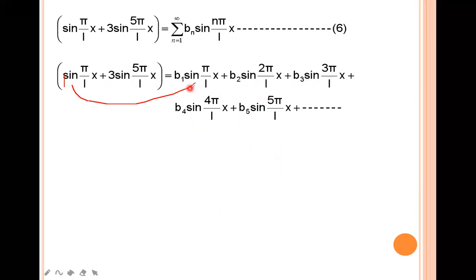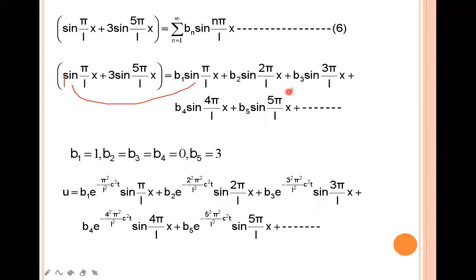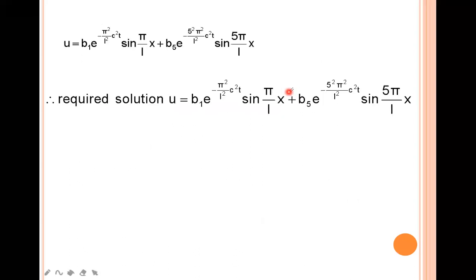Now substitute b1 and b5 in equation 6. Put these values, and we get this solution. Therefore the required solution is u = b1 e^(-π²c²t/L²) sin(πx/L) + b5 e^(-25π²c²t/L²) sin(5πx/L).